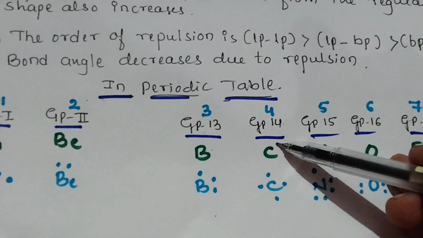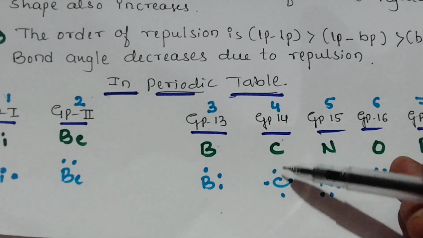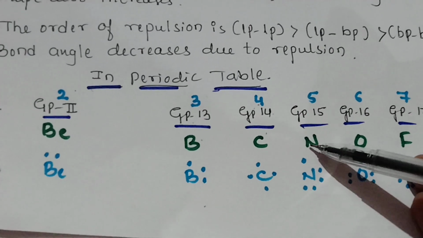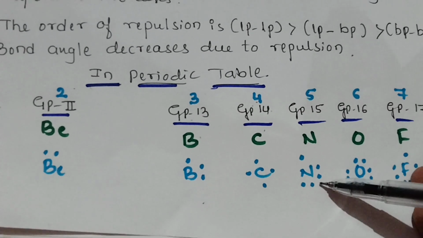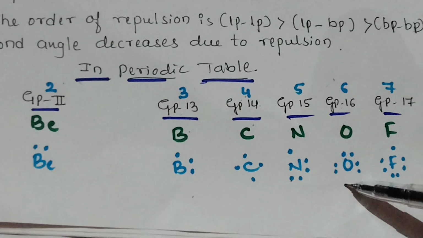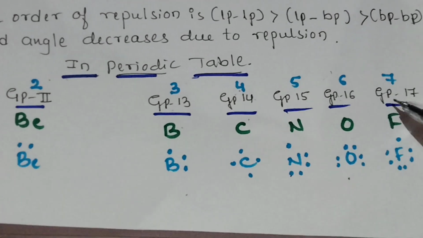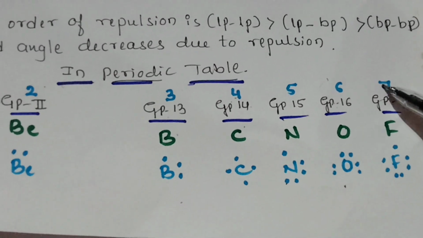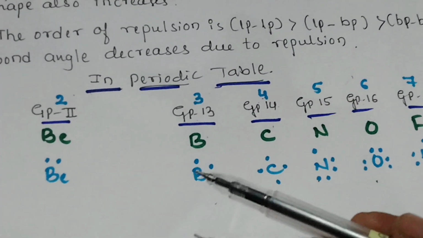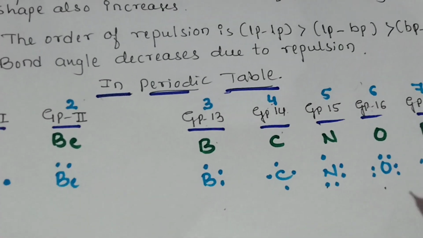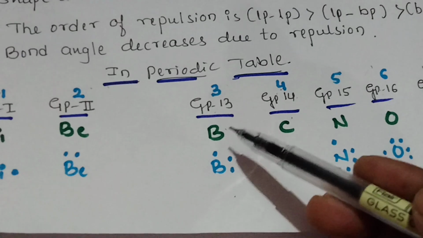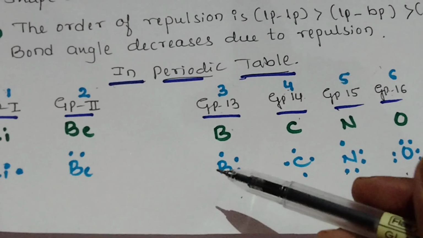Then group 14, the carbon family, all the elements possess the valency 4. In group 15, that is nitrogen, the valency is 5. Group 16, that is oxygen or the chalcogens, possess the valency 6. Similarly group 17 has a valency 7. So what is valency? It is the ability to form a bond with other atoms. In the boron family, boron can form 3 bonds with the other surrounding atoms.